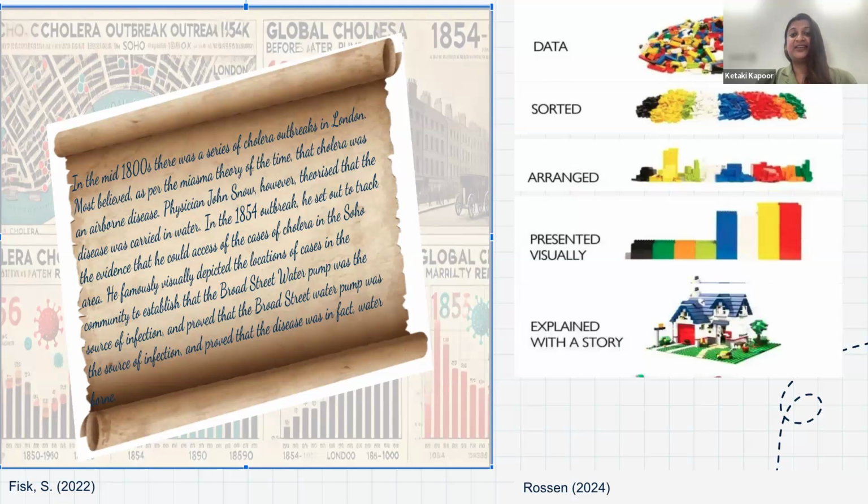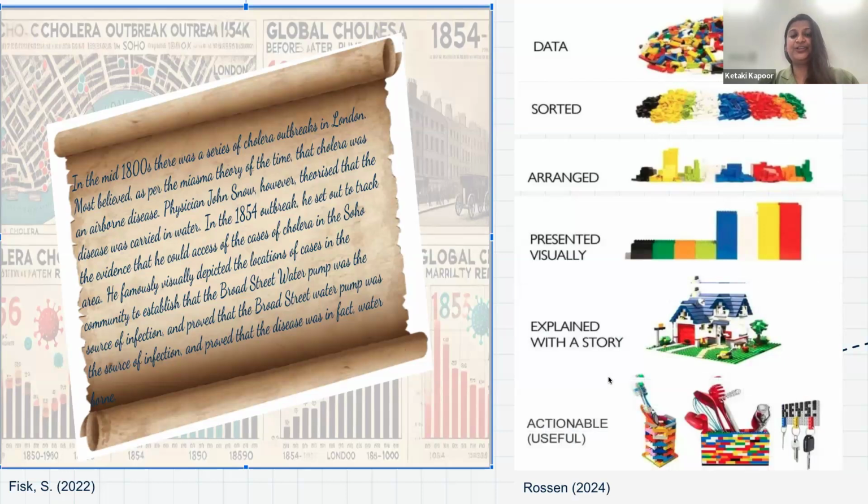Snow then presented the data visually, much like laying out the pieces of a Lego set, showing the concentration of cases around a single water pump, right? Finally, he explained the story in a way that made the problem undeniable. The result was actionable. Immediate steps were taken to remove the pump handle, saving lives in London and influencing public health globally. Just like assembling the Lego pieces leads to a completed model, Snow's approach builds a data-informed solution that had a lasting impact.